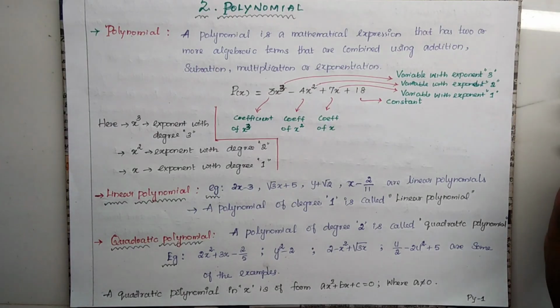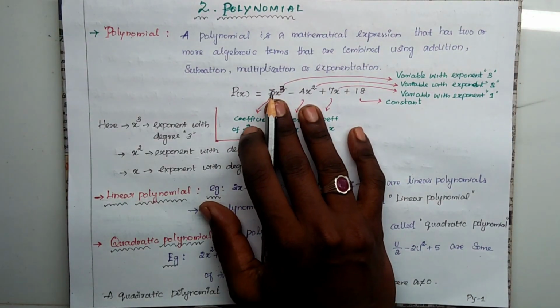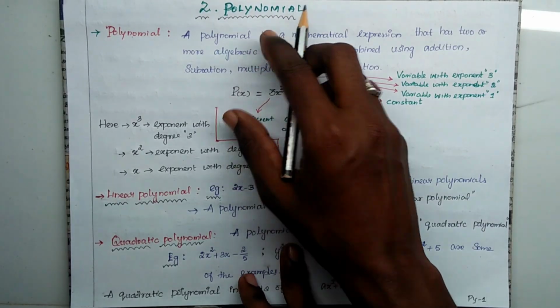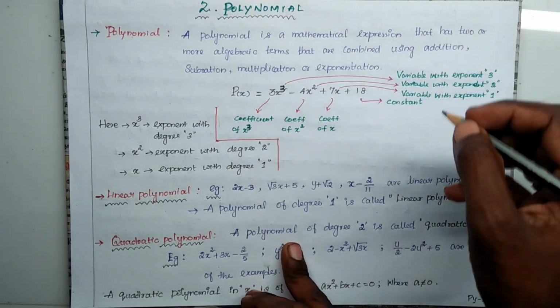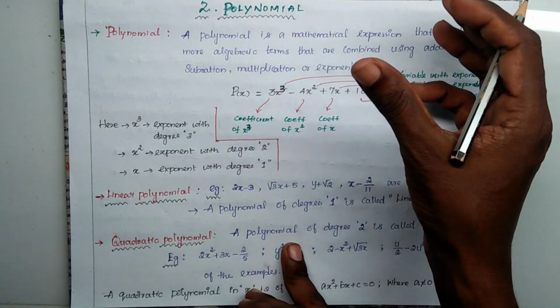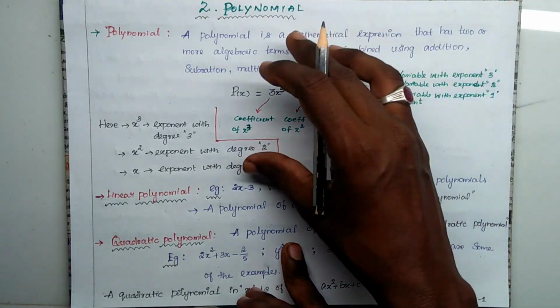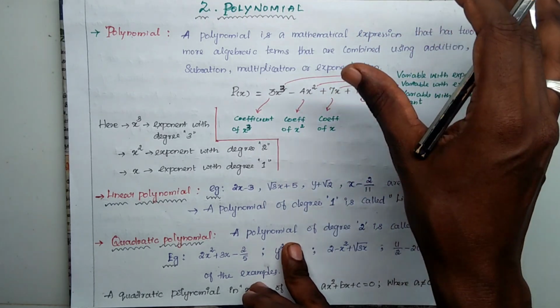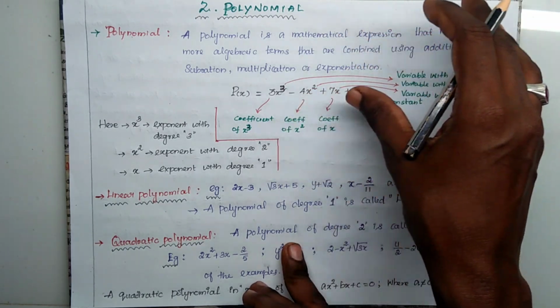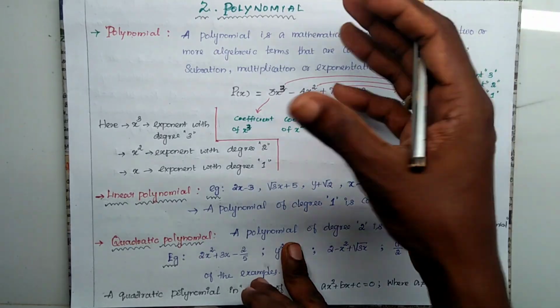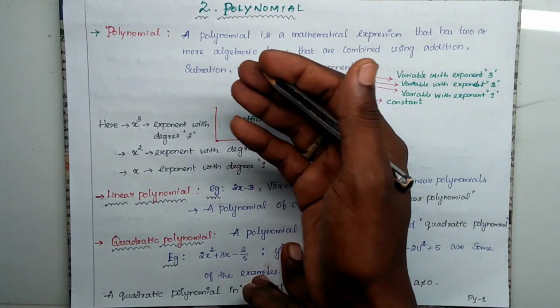Hello, welcome class. In this video we are going to see chapter 2, polynomials. This video contains a full introduction to polynomials: what a polynomial is, how many types of polynomial equations there are, and how a polynomial equation is represented, including its coefficients and the coefficient of x square. These are all the things we are going to see.